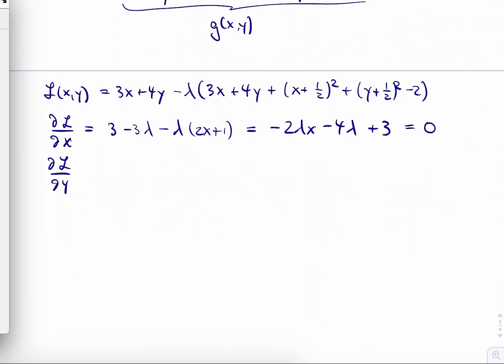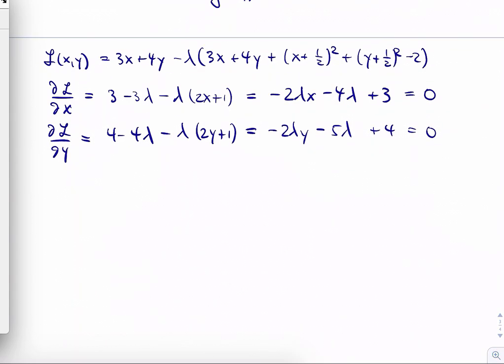The partial with respect to y, 4 minus 4 lambda minus lambda times (2y plus 1), yeah, now it's positive, equals, multiply this out, minus 2 lambda y minus 5 lambda plus 4, should be equal to 0. And then the complementary slack condition is lambda times the constraint, 3x plus 4y plus (x plus 1/2) squared plus (y plus 1/2) squared minus 2.